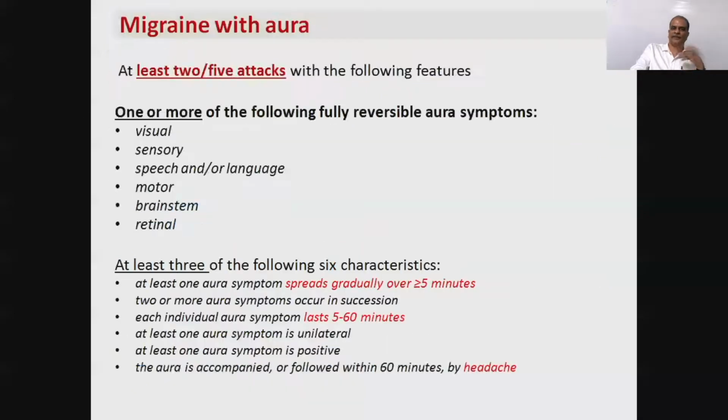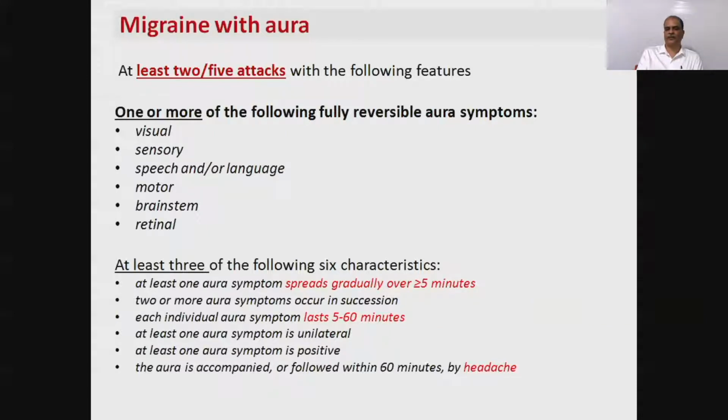Now, if a patient with all these features has an aura in at least 2 out of 5 attacks, which can be either visual, sensory, speech, motor, brainstem, or retinal, then we term it migraine with aura. And here also there are certain strict guidelines before you call something an aura.